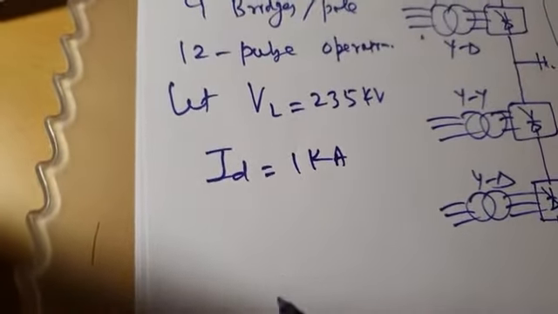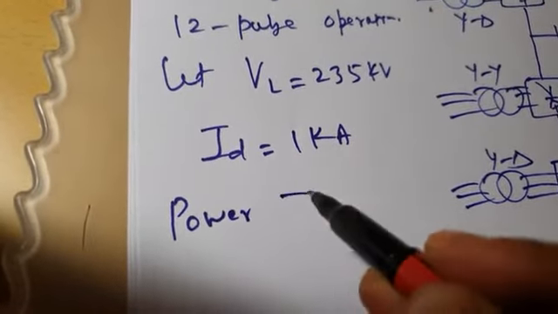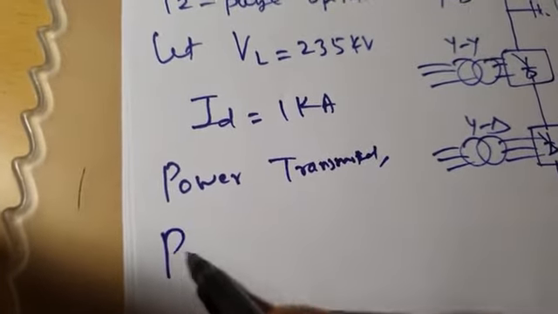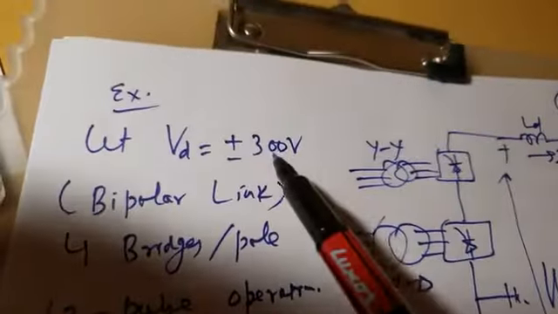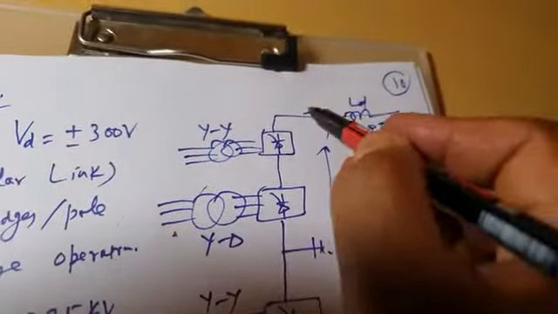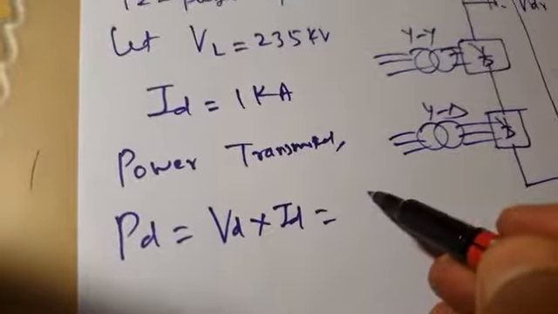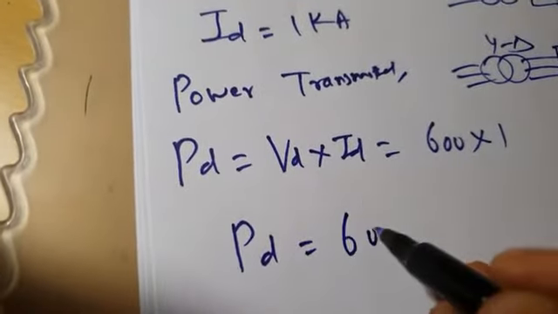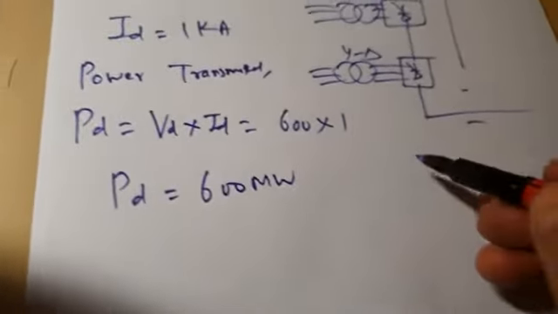So I have to find the minimum cost of filter. So what is the power transmitted? Let me find out. Power transmitted, PD, is equal to VD into ID. What is the total voltage? It is plus minus 300 kV. So this is plus 300 kV, this is minus 300 kV. Total voltage is plus 300 minus 300, that is 600. 600 into, and what is the DC line current? It is 1 kiloampere. So this is the total power. Total power therefore is 600 megawatts. So a power of 600 megawatts is transmitted over the line.